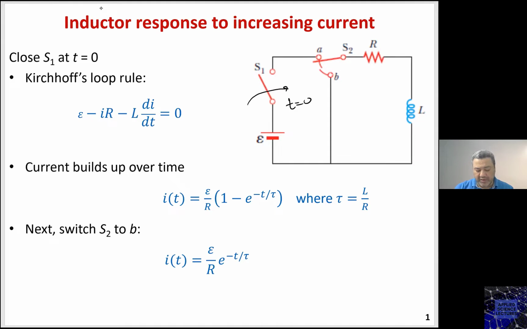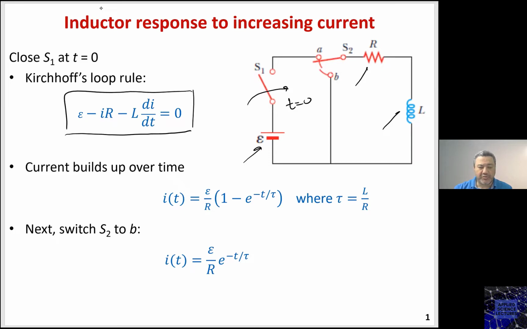So if I write the KVL equation for the potential differences across now the battery here, the resistor, and the inductor, this is the Kirchhoff's voltage law for this loop. In this case, epsilon minus IR minus L di over dt equals 0.